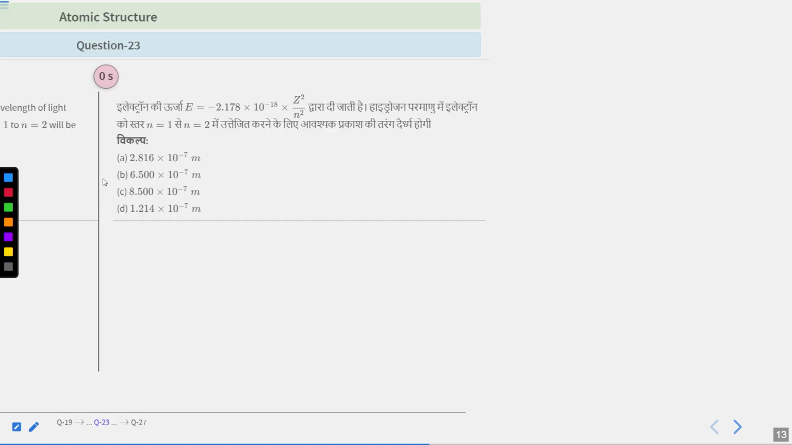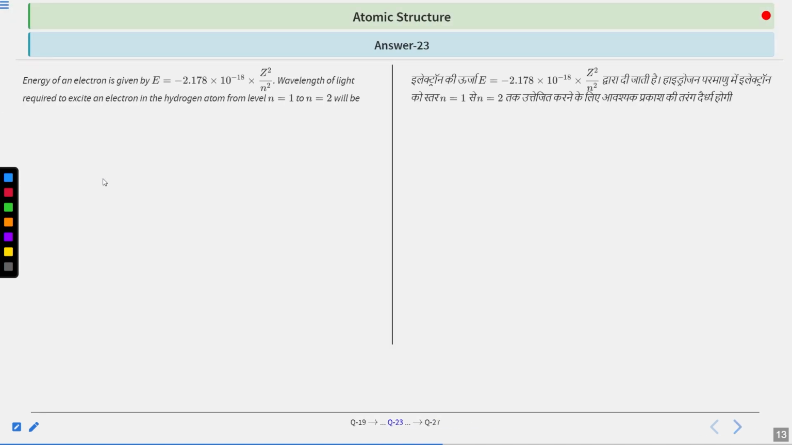Okay, now let us see the solution. What is already given? It is already written how the energy of an electron can be calculated. What you have to find is the light that you will radiate on the hydrogen atom so that the electron present in that atom gains enough energy to make a transition from n is equal to 1 to n is equal to 2. The correct option is D, 1.214 into 10 to the power minus 7, which is in meter.